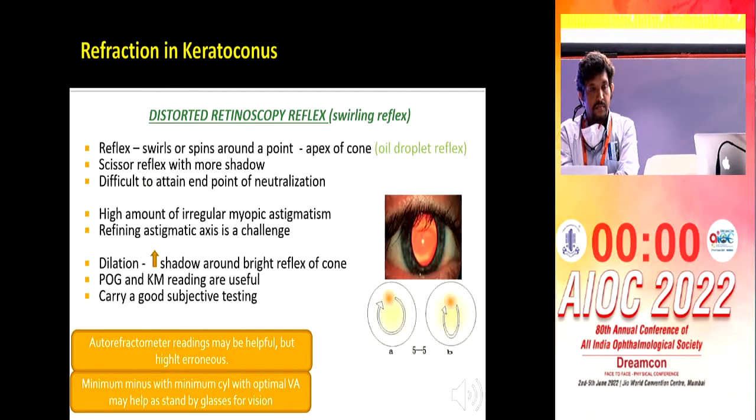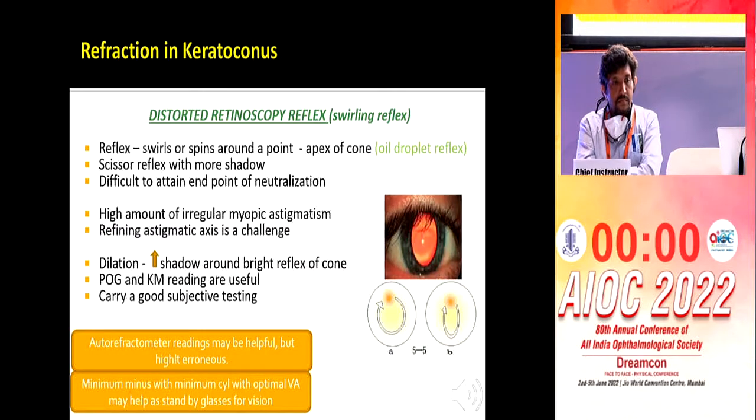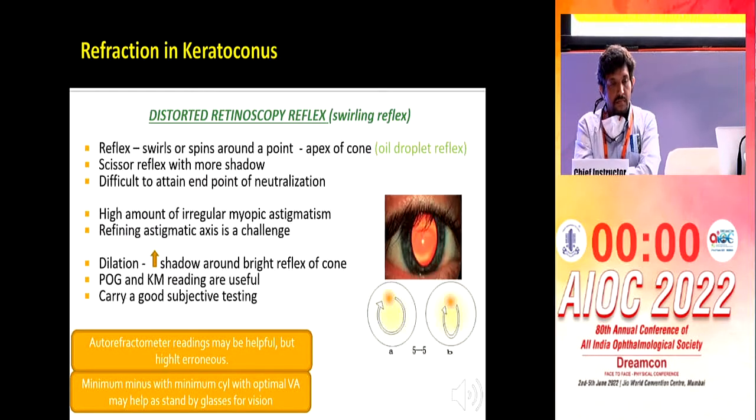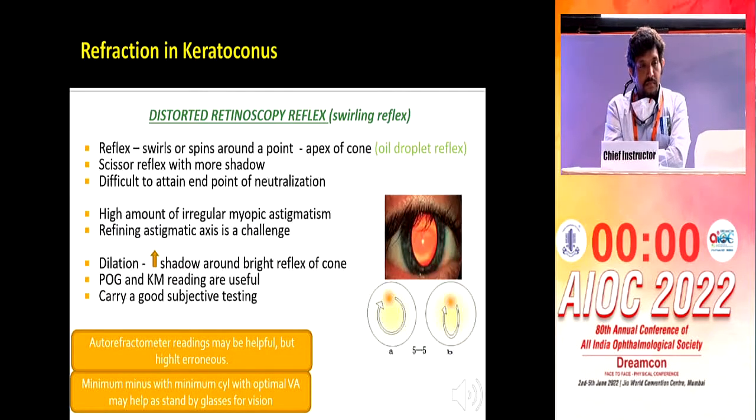Just a quick word about refraction. The retinoscopy reflex is distorted, it may be swirling and scissoring, and there's a high amount of irregular myopic astigmatism, which leads to a challenge in deciding which reflex to neutralize. So this is difficult. It requires experience, practice, and time.